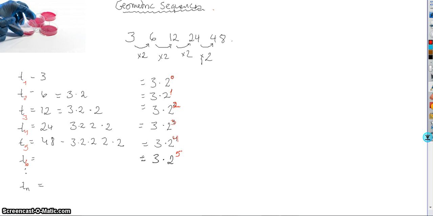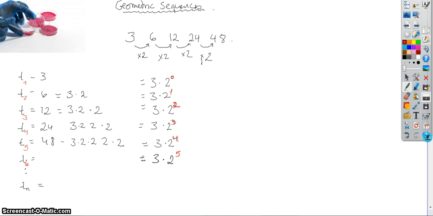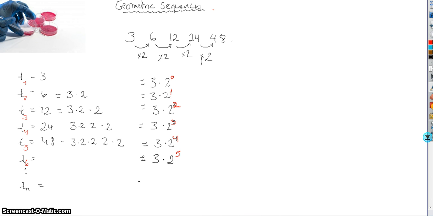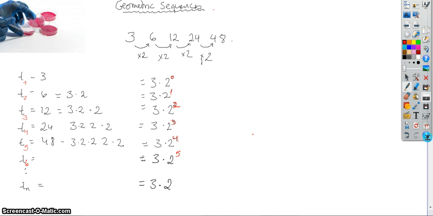Notice here in the red that the power here seems to be always 1 less than the term. So this gives me an idea for my nth term. Well, I always have the 3, and then the 3 has been doubled n minus 1 times, 2 to the power of n minus 1.